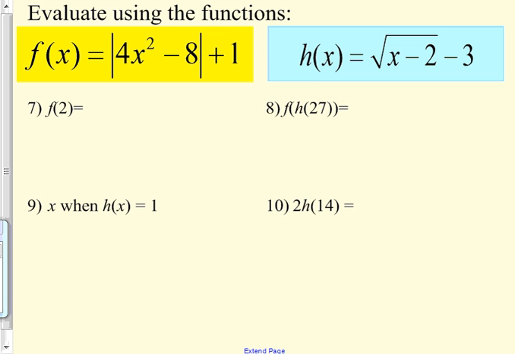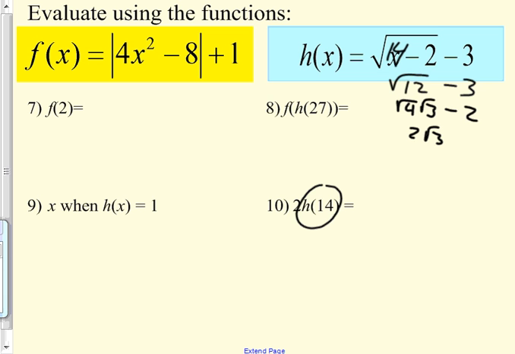Some of you are going to freak out because it happens to have a square root in the answer. It's okay. I know you don't know the square root of 12. So h of 14, stick a 14 there. 14 minus 2 is 12. Square root of 12 minus 3. I don't expect you to know the square root of 12. The only thing I could expect you to be able to do is go root 4 and root 3, and that's 2 root 3. That I could expect you to do. And if you hadn't done that, you might lose half a point for not reducing it. Okay, that's what h of 14 is.